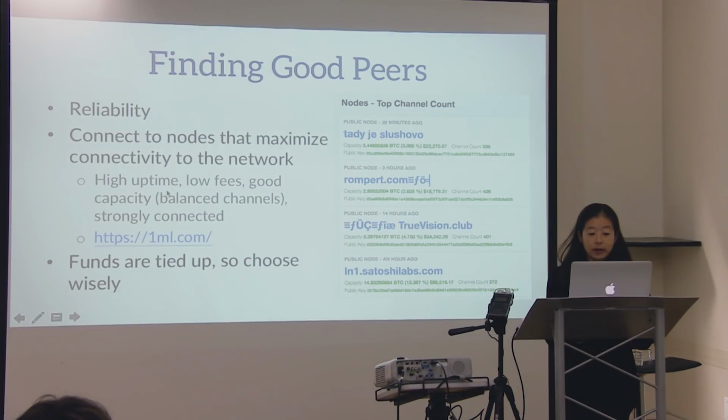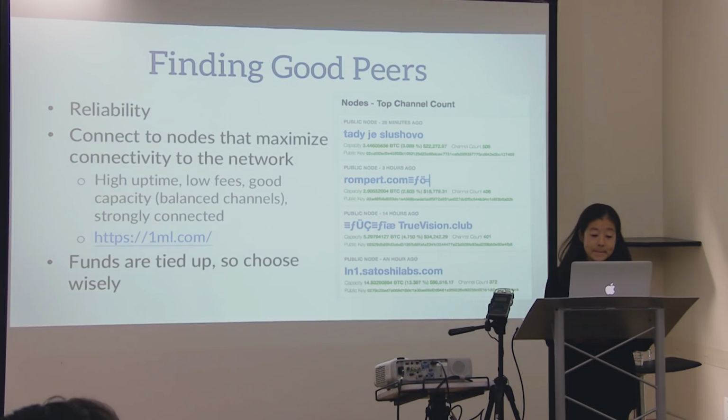So there are directories. 1ml.com is a pretty good one where you can see which nodes have a lot of channels connected to them, and you can sort them by how recently they got new channels.